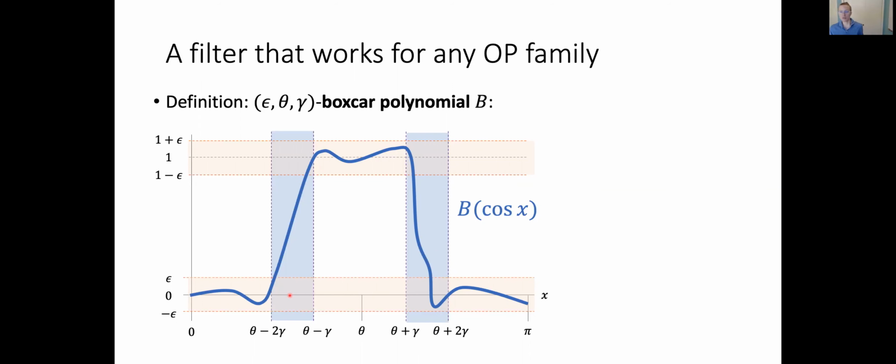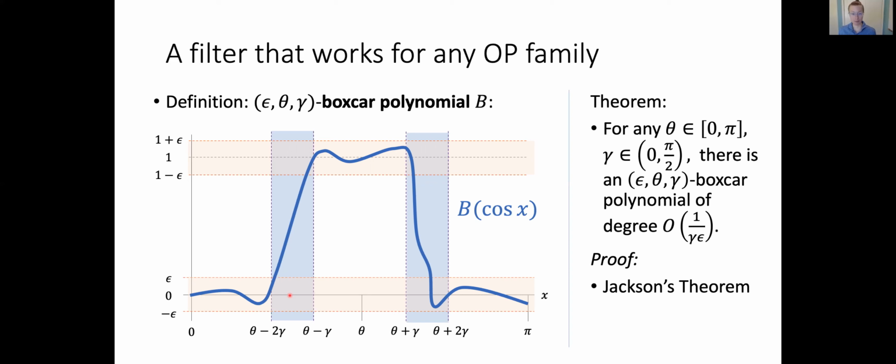And then there are going to be these transition regions where B can be doing whatever it wants. The main useful thing here that plays nice with general orthogonal polynomial transforms is that these things exist with reasonably low degree B. So here's a theorem. For any theta you like, for any gamma, there is an epsilon-theta-gamma boxcar polynomial of degree at most big O of 1 over gamma epsilon. And this is actually just a pretty easy consequence of Jackson's theorem in approximation theory. So it uses Chebyshev polynomials.